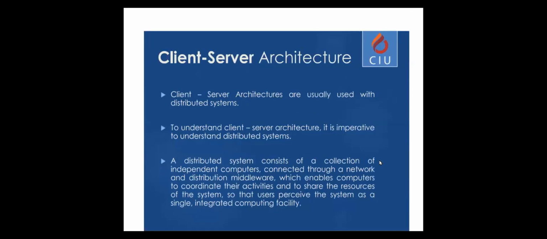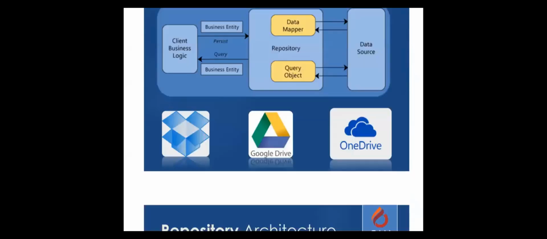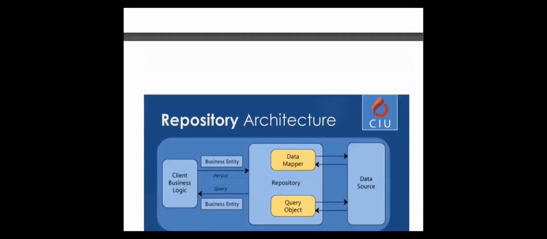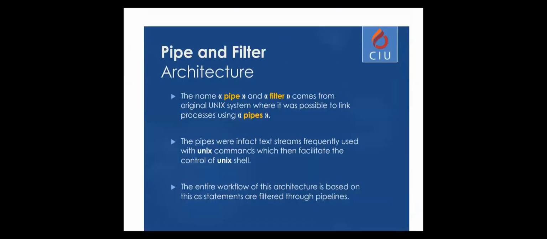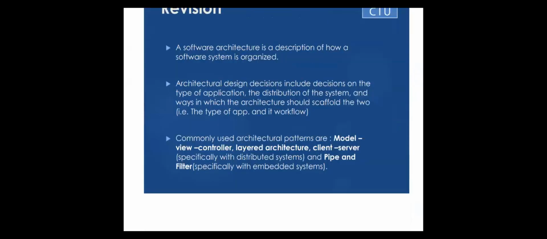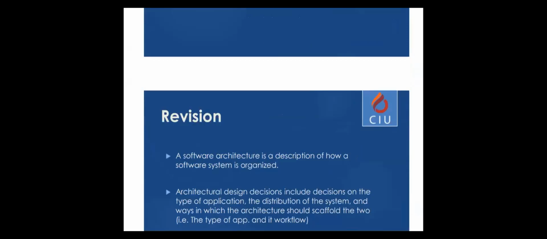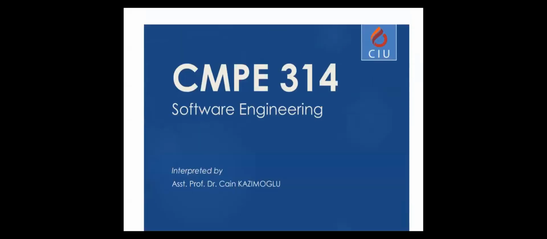Now, it's been way over 2 hours that we have been doing this. I want to stop here. In the next lecture, I want to discuss more architectures. I think we did quite a lot for today. So in the next lecture, I'm going to talk about more architectures, such as client server, repository, pipe and filter architecture, and also provide you a summary of these at the end and finish this chapter.